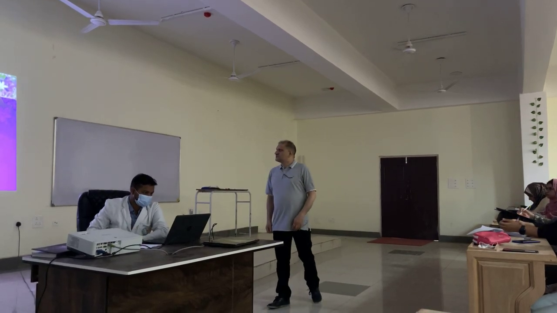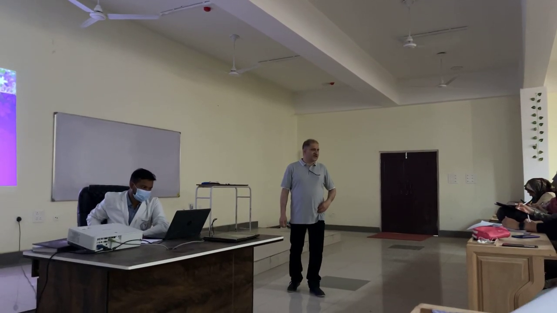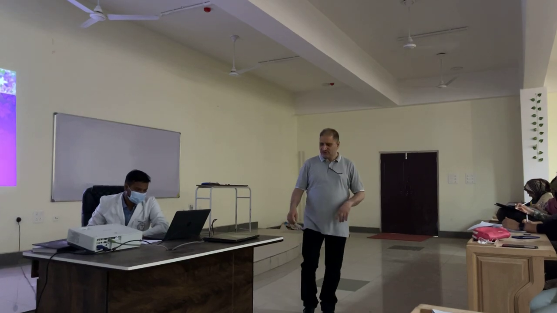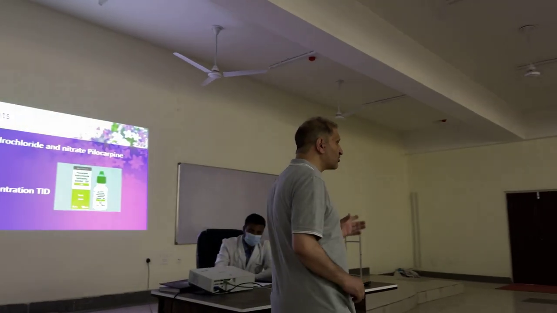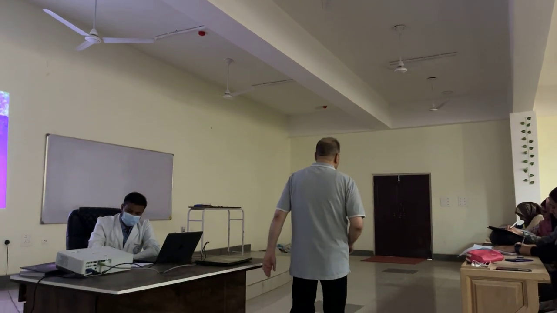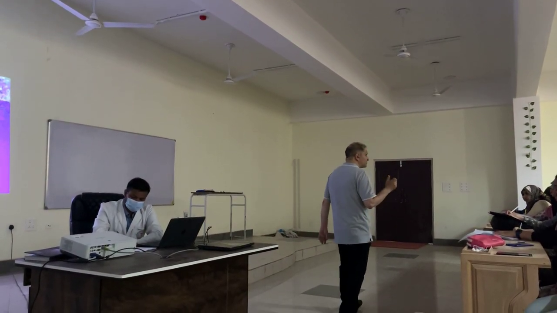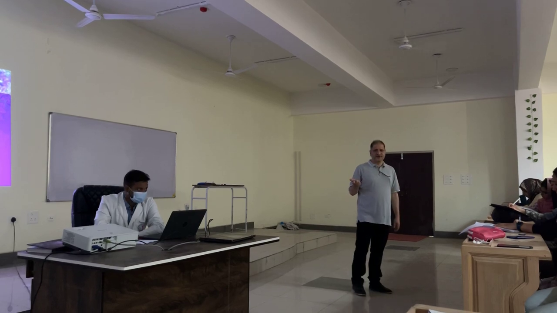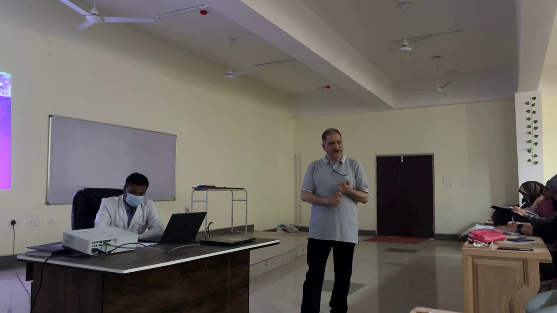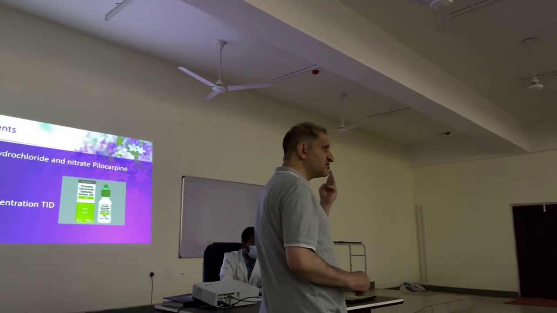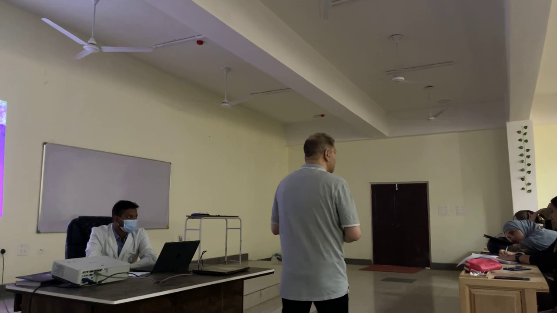So one more class of drugs is the cholinergic agonist. The main drug in that, in today's world, is pilocarpine. This is a really important drug. Do not use that frequently. Why is this important? Because it is effective, and it is a low cost, cheap drug. It costs 30 rupees for the drug.